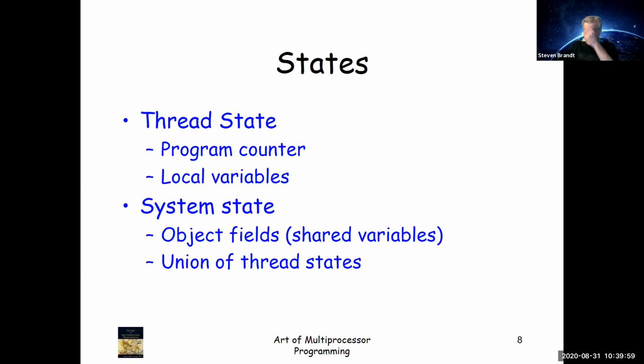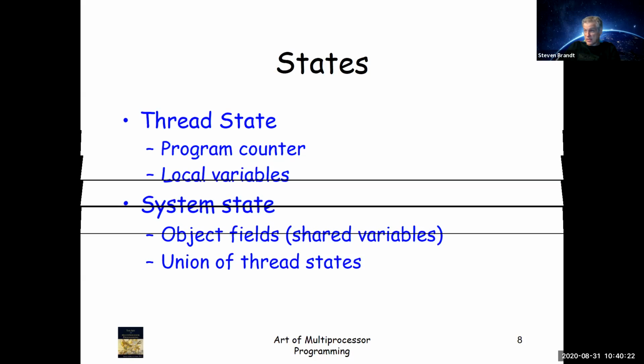so states that are in your program include things like a program counter, which is a pointer to the instruction that your program is executing, and then local variables. And there are also system states, object fields, and so on. So in the system state, you have all the threads, right? You have the union of all the thread states.